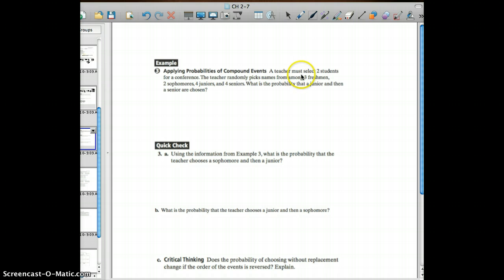This is applying probabilities of compound events, and a teacher must select 2 students for a conference. The teacher randomly picks names from among 3 freshmen, 2 sophomores, 4 juniors, and 4 seniors. What's the probability that a junior and then a senior is chosen? So let's look at, first of all, what's the probability of picking a junior? A junior is going to be 4 out of the total of 3, 5, 8, 13. Okay, 4 13ths.